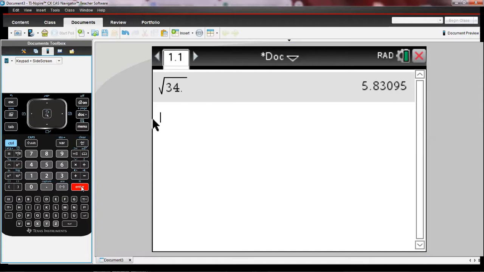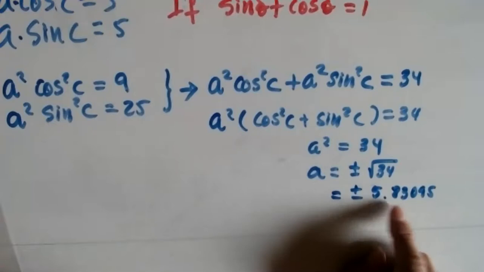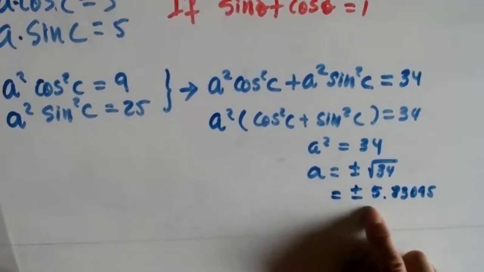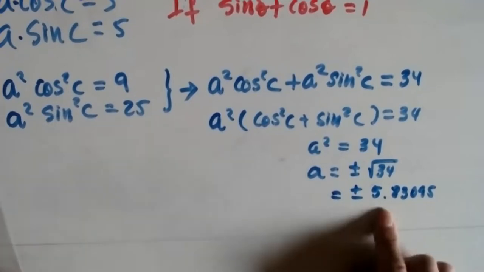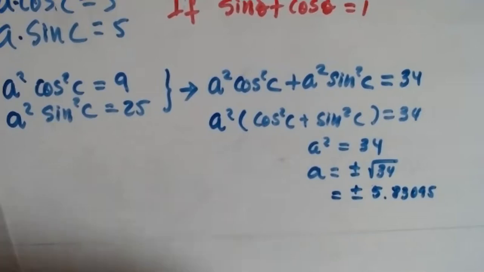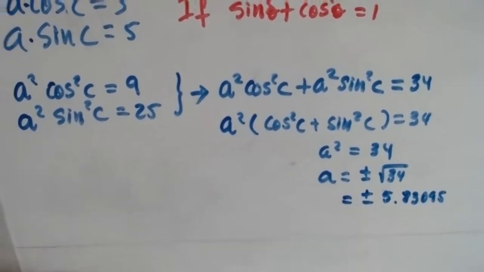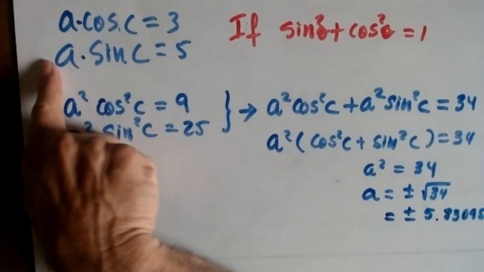Let me just use all the digits. So using the calculator, I get this one. If you remember, the number I put in Desmos was 5.8 something, correct? Okay, here is my A. Now, but I have a problem. I have two values, positive and negative. Which one can it be? Remember that the A is this one.